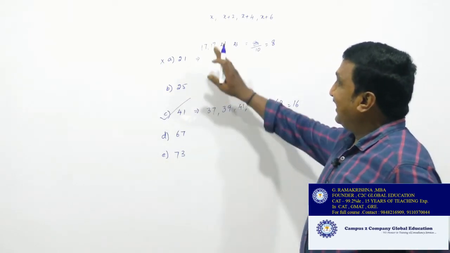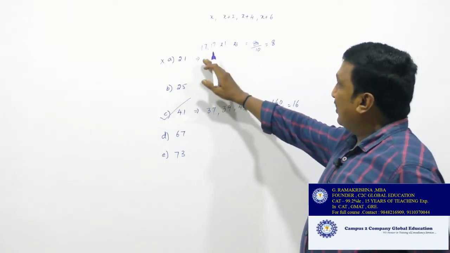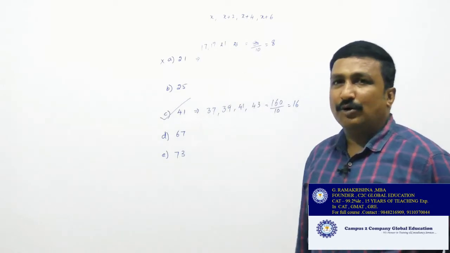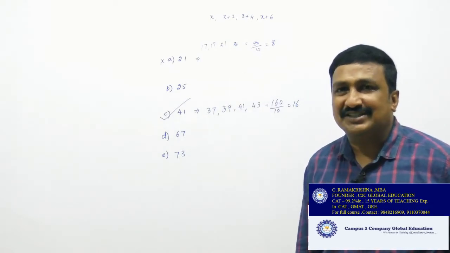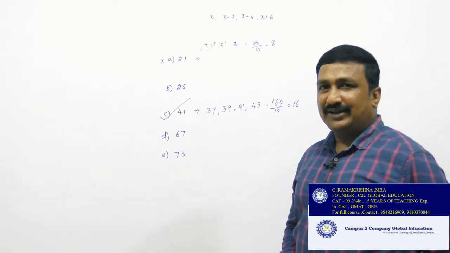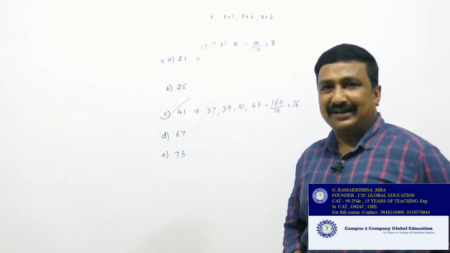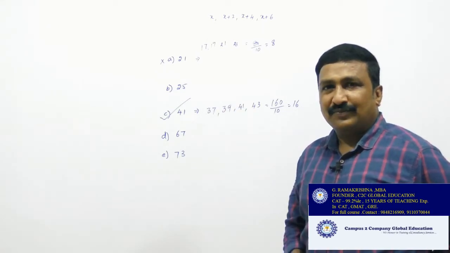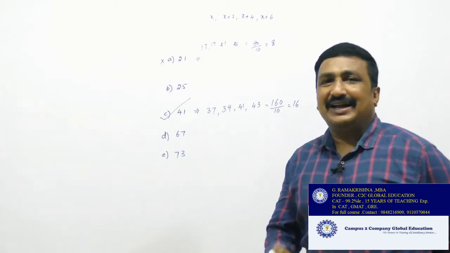Right, friends? I did not solve systematically. I solved by using the options. This is the CAT 2006 question, friends. Right? So don't try it systematically. Try from the options. Understanding? So we will discuss the next question, friends.